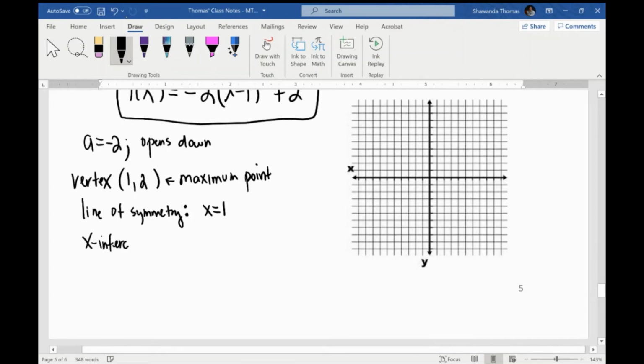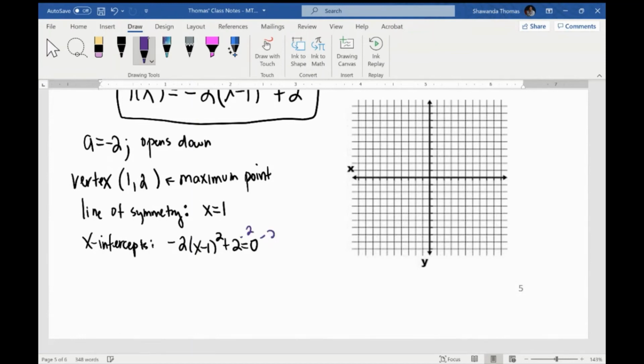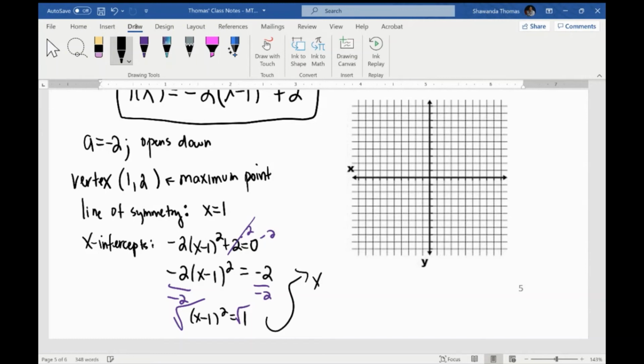X-intercepts. How do you find them? Set the equation to 0. All right, so let me show you how we get to these, the 0, 0 and 2, 0. So we have -2 times x minus 1 squared plus 2 equals 0. Subtract 2 from both sides. We get -2 times x minus 1 squared equals -2. Divide by -2, and you end up getting x minus 1 squared equals 1. Then square root both sides. X minus 1 equals plus or minus 1, because the square root of 1 is just 1.